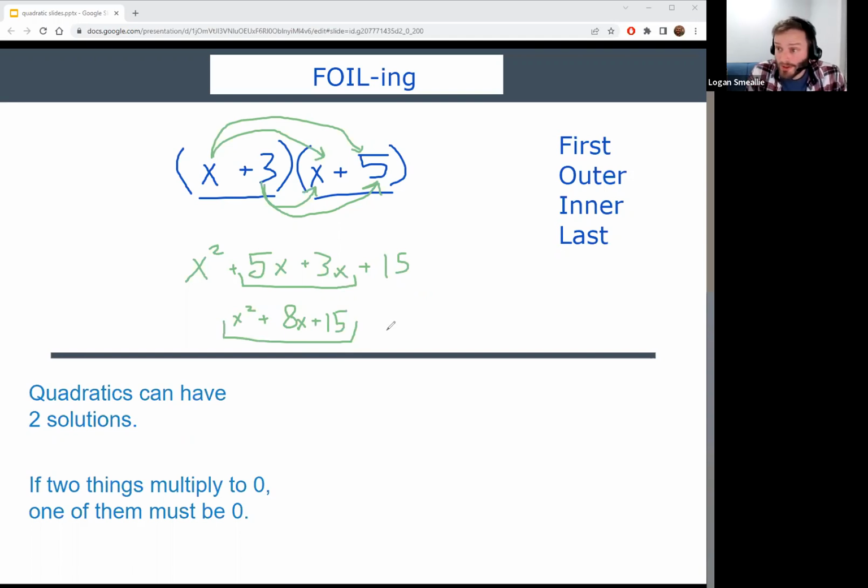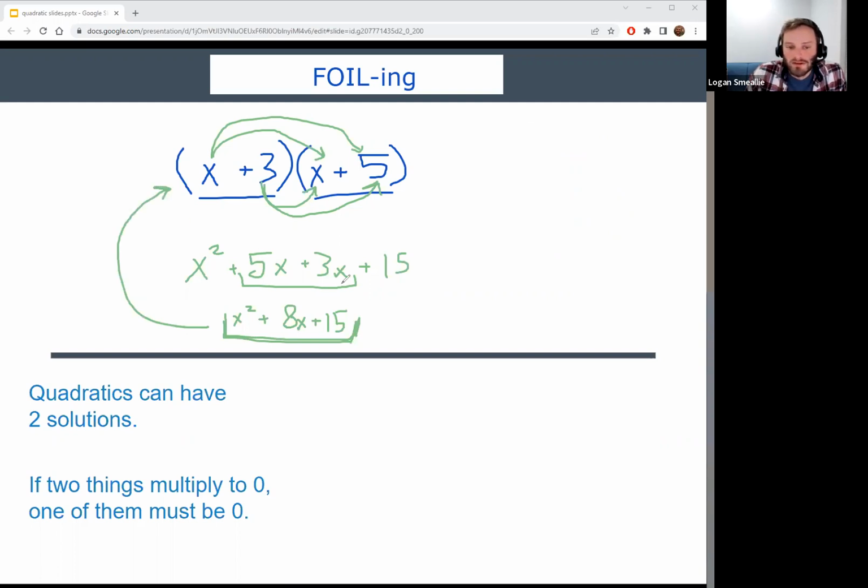So far, this is probably pretty familiar. If you have ever FOILed, you likely are getting some blasts from the past right now. What is a little tougher can be reverse foiling. What do I mean by that? That would be taking this and going backwards to produce that. And I'll show you how to do that right here.